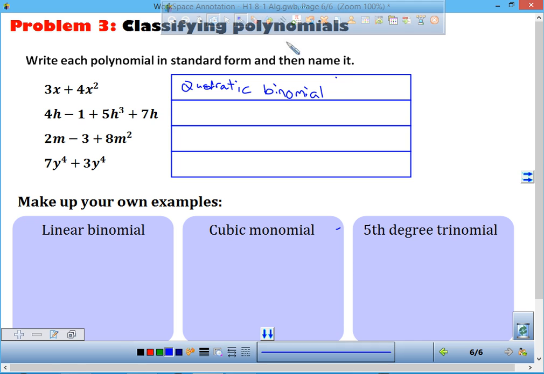Okay. Next one, we could combine some like terms here. So we're going to add the 4h and the 7h, and we get 11h minus 1 plus 5h cubed. So named by a degree, the highest degree is a 3. So then we're going to call it cubic. And there's 3 terms, trinomial.